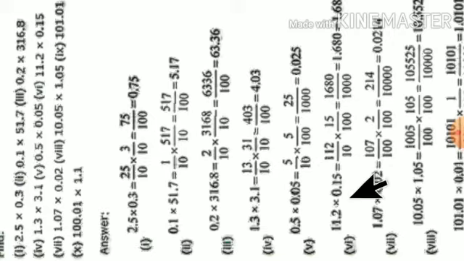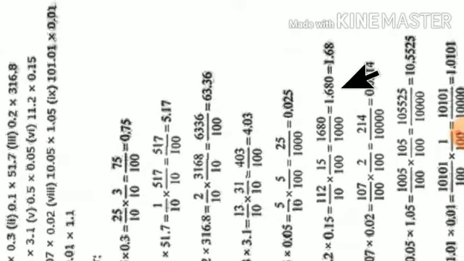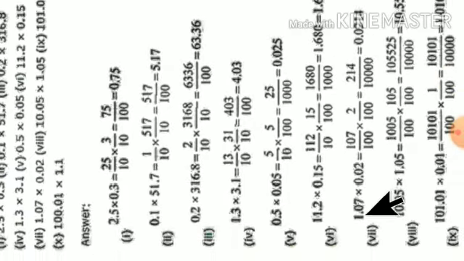Now 11.2 into 0.15 equal to 112 upon 10 into 15 upon 100. So multiply these two. 112 into 15 equal to 1680 upon 1000 equal to, again 3 zeros are there. So after point 3 digits should come. 1.680. 0 can be cancelled. So equal to 1.68.